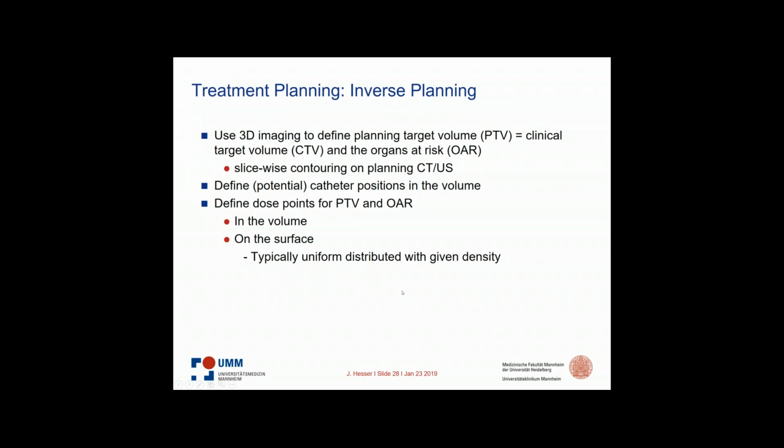And then this is an interesting part. If you have seen how the planning is done for brachytherapy, one takes a volume and computes the dose for each voxel. Here it's typically different. One uses so-called dose points. Dose points are just a subset of the voxels, which are taken into consideration for the PTV and the organs at risk, in the volume and on the surface. And typically they are uniformly distributed over the volume and surface.